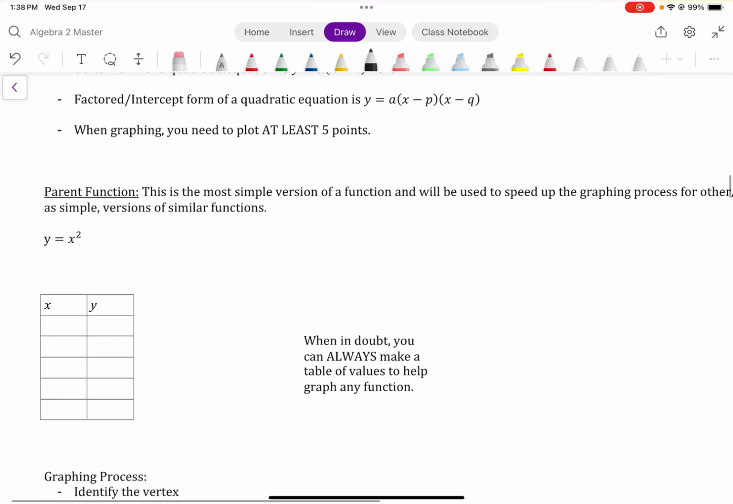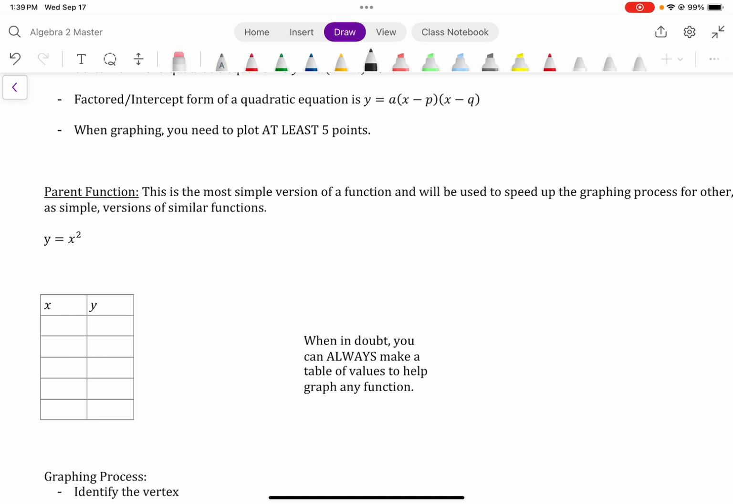The thing that most of you probably did not see in Algebra 1 was the parent function. The parent function is the most simple version of a function. There's a parent function for linear, for quadratic, cubic, quartic, all the different exponents. And we're going to use it to speed up the graphing process for things that aren't quite as simple.